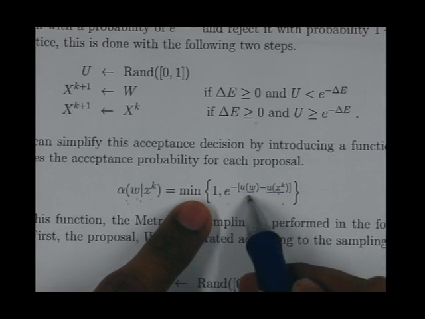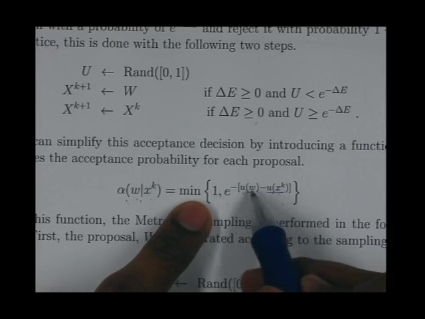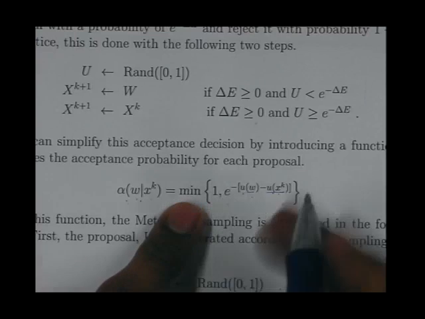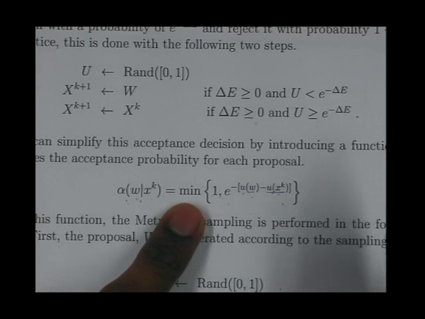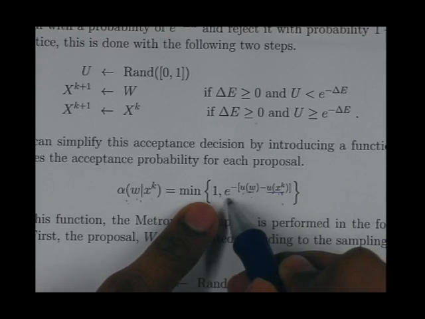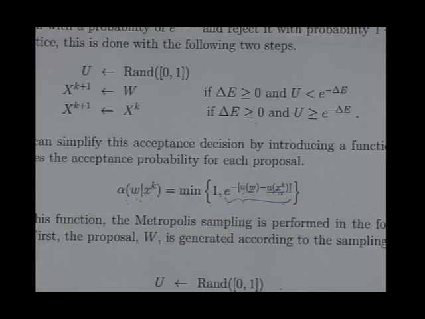So what happens when the energy goes down? When the energy goes down, U of W minus U of xk is a negative number, right? And a negative of negative is positive, and this becomes bigger than 1. So the minimum of this is 1, and you definitely accept it. On the other hand, if the energy went up, then this difference is a positive number, and therefore the probability of acceptance is just e to the power minus the change in energy, which is exactly what we saw. So this is the compact notation.